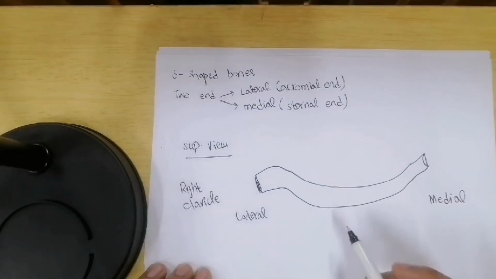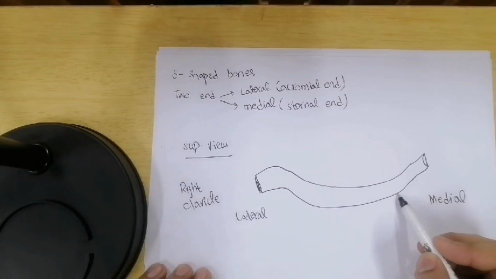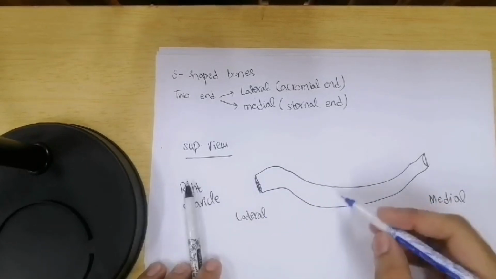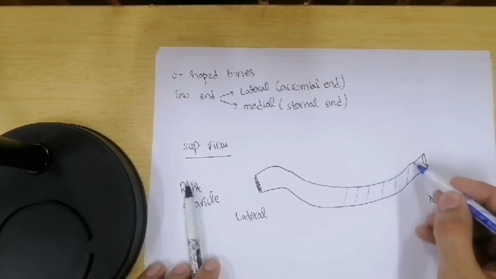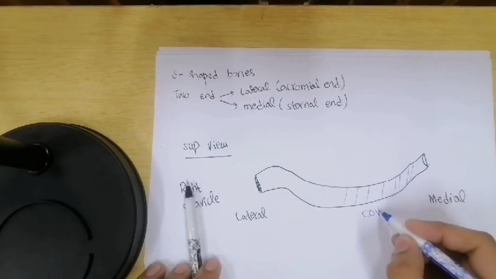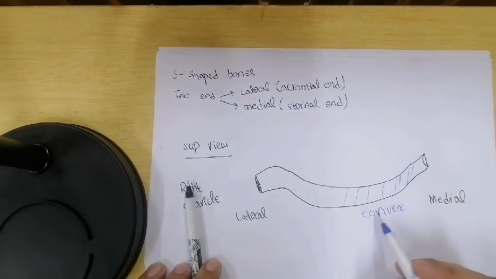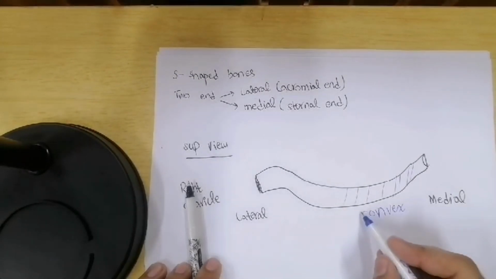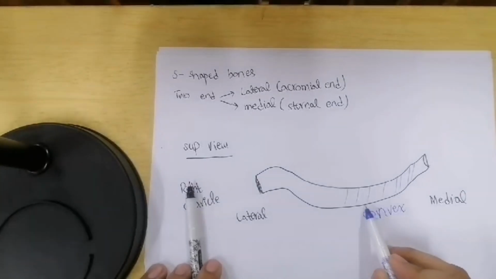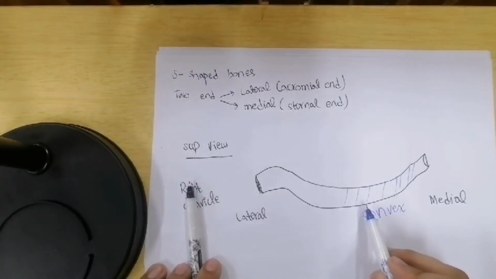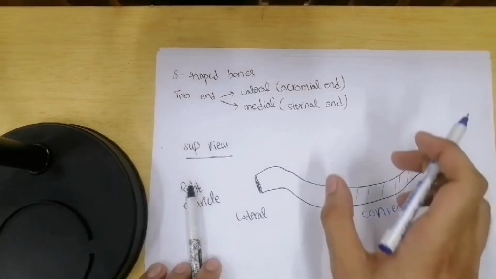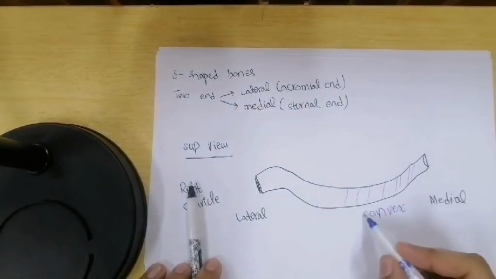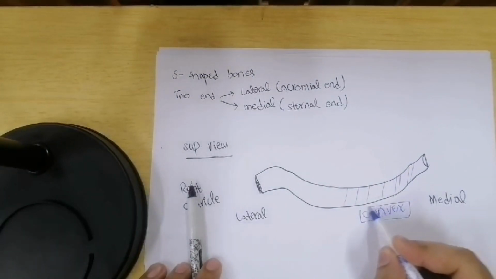We can see that the medial portion of the clavicle is a little bit convex. It is convex in shape. Convex means its curve is directed outside. The curve of the medial part of the clavicle is directed a little bit outward, so that's why it is convex in shape.